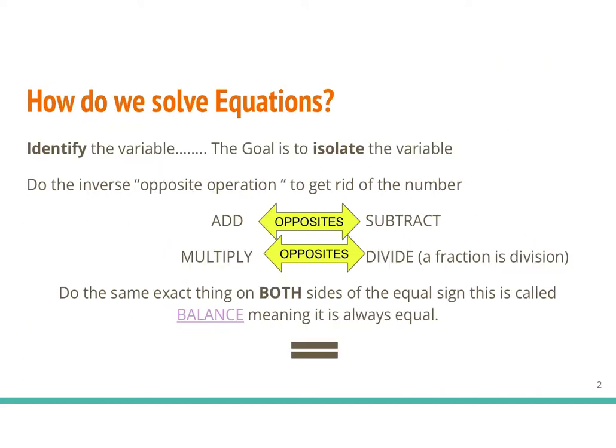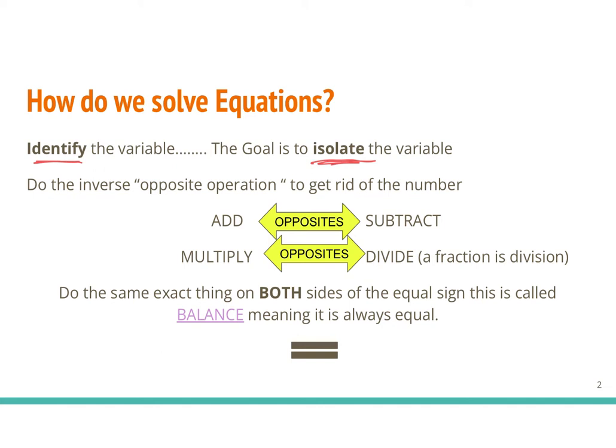So, the basic idea of how we solve an equation. First, we identify the variable. So you want to figure out, okay, what is that thing that we do not know? And then you want to isolate the variable, get it alone on one side. In order to do that, we need to do the inverse or the opposite operation to get rid of that number. So for example, if we are adding something, the opposite would be to subtract. And if we are subtracting something, the opposite would be to add.